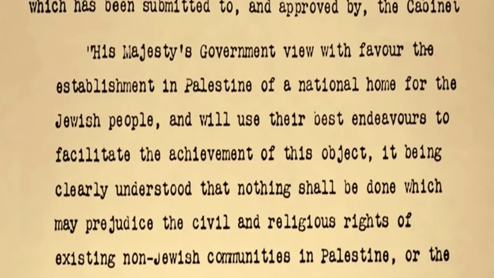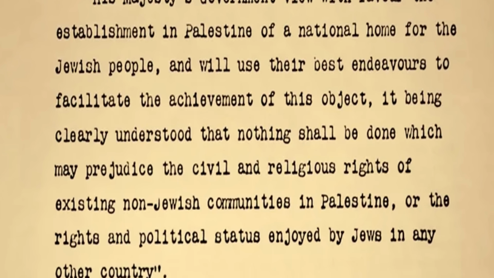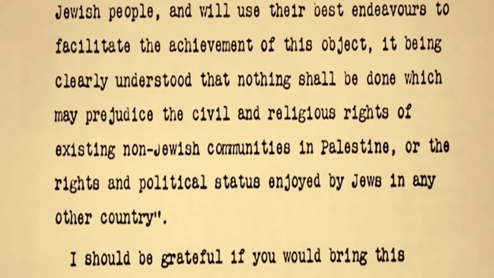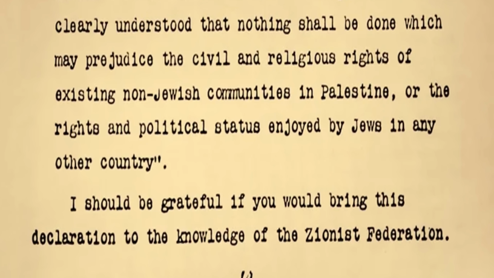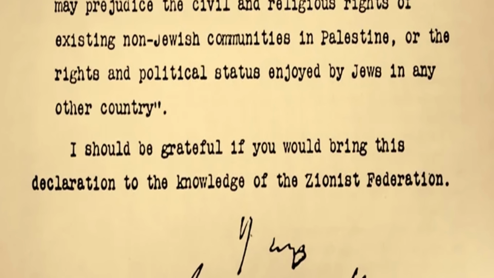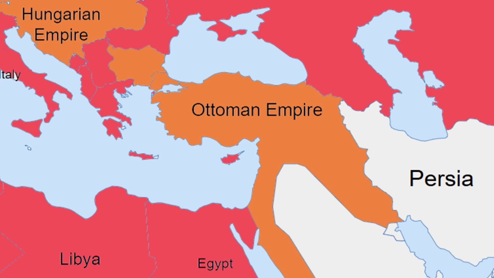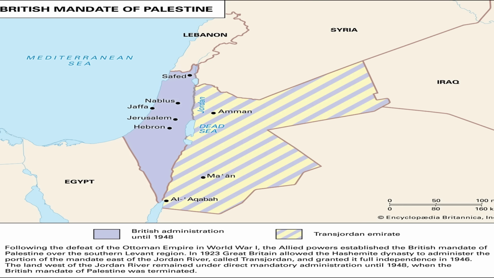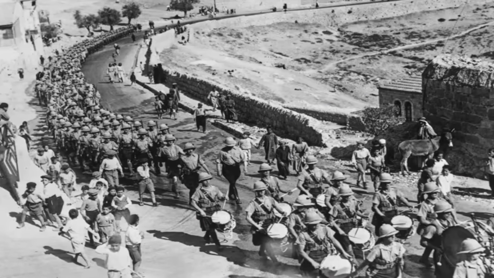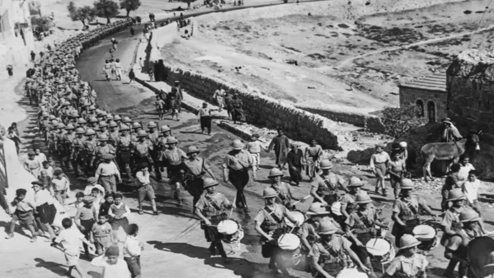The letter was addressed to Lord Rothschild, a leader in the British Jewish community, and it was meant to gain support from Zionist Jews in Britain and America for the war effort. But here's the catch. Britain had now promised the same land to two different groups. To the Arabs, they had promised independence across the Middle East, including Palestine. To the Jews, they promised a national home in that very same land. This contradiction would set the stage for over a century of conflict.